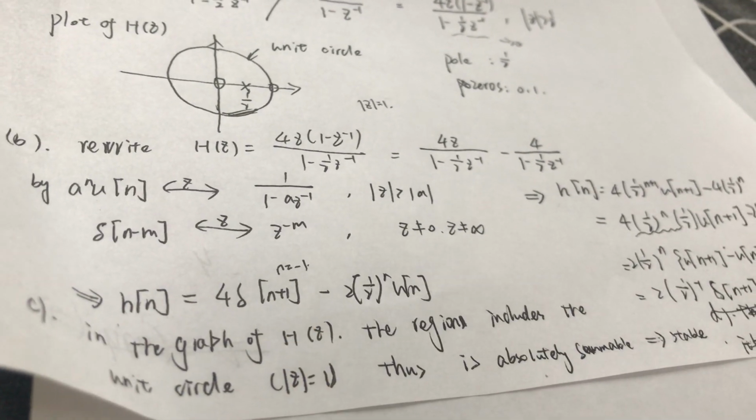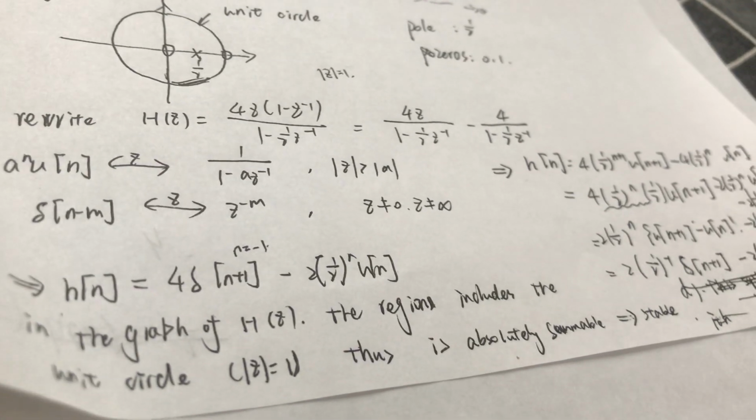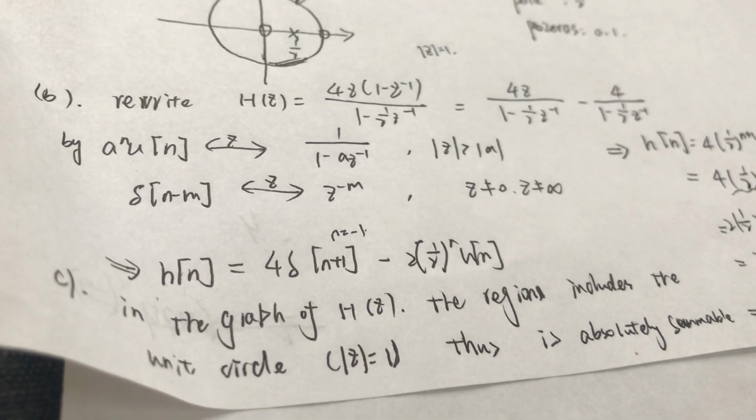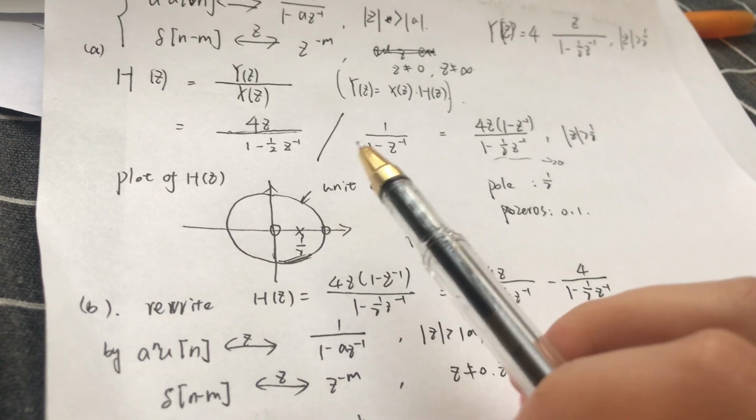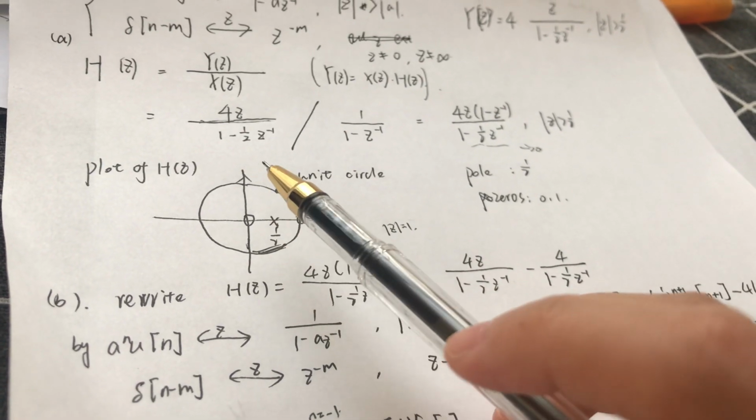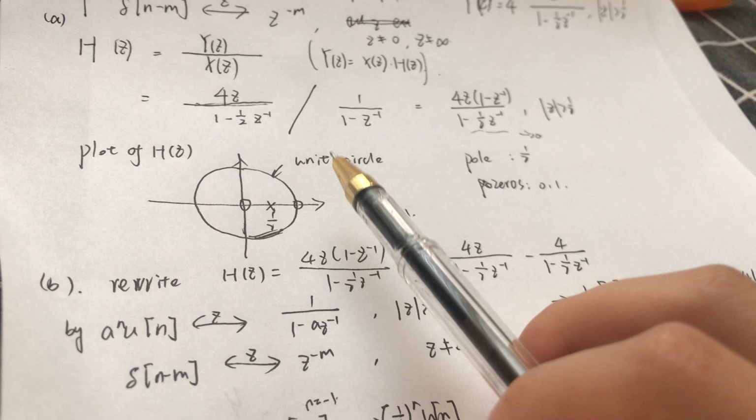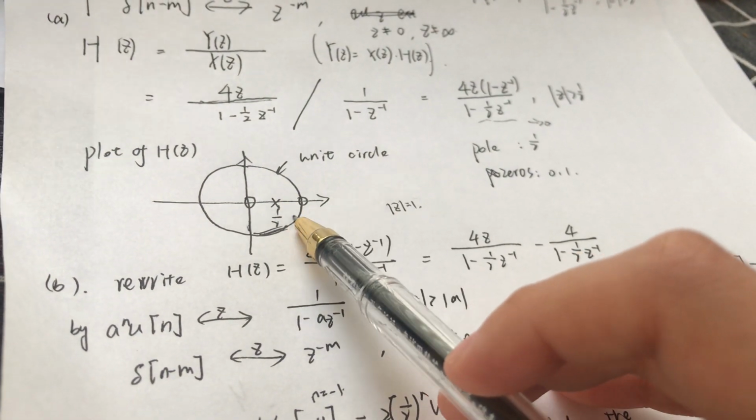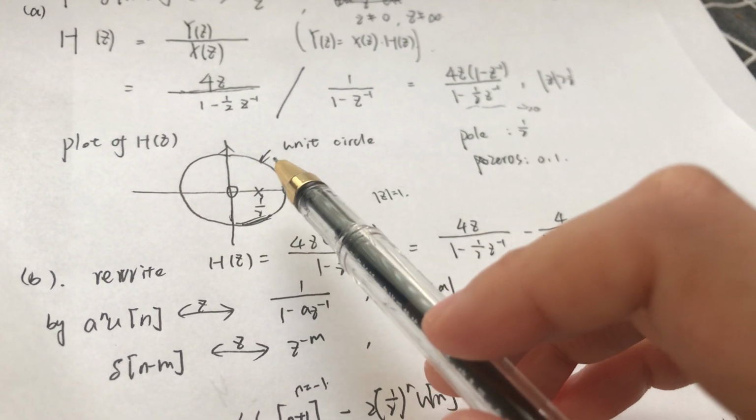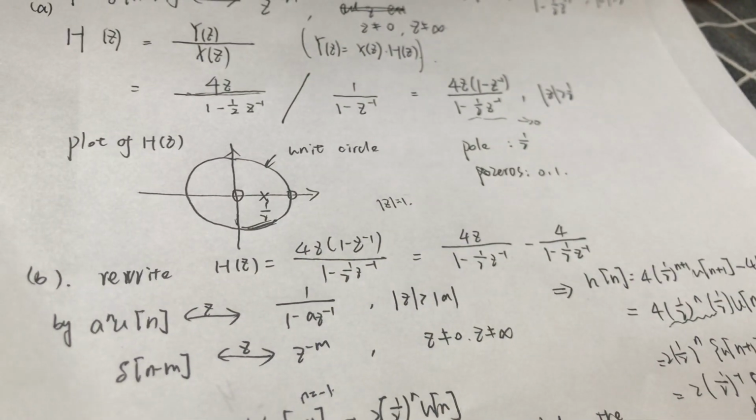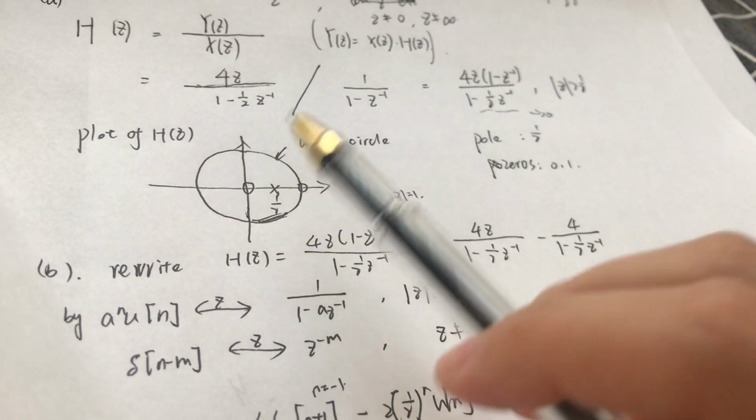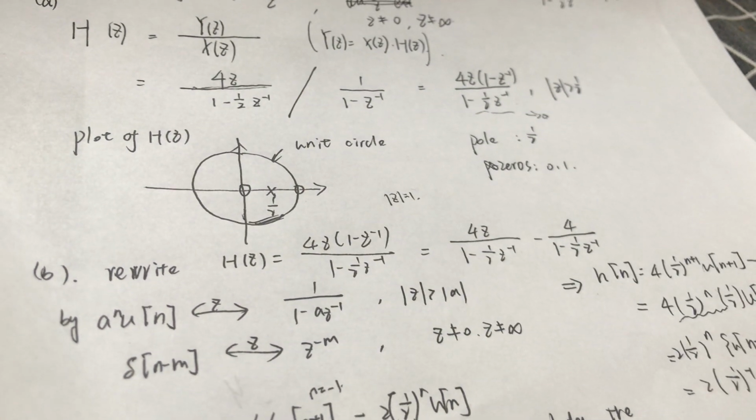And the question C, we're going to find out whether the system is stable. To solve this question, we have to use this diagram again. We could find out that the ROC of H(z) includes the unit circle |z| equal to 1. So the system has its poles inside the unit circle. So the system is stable.